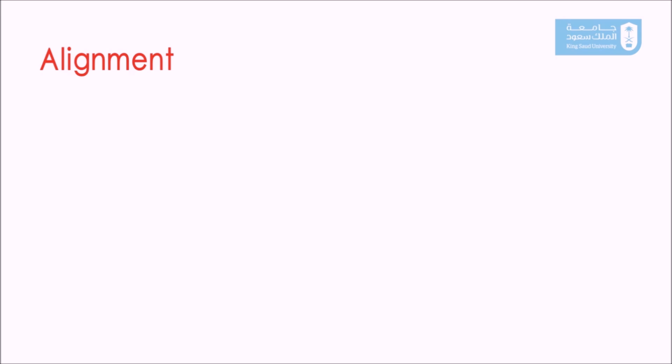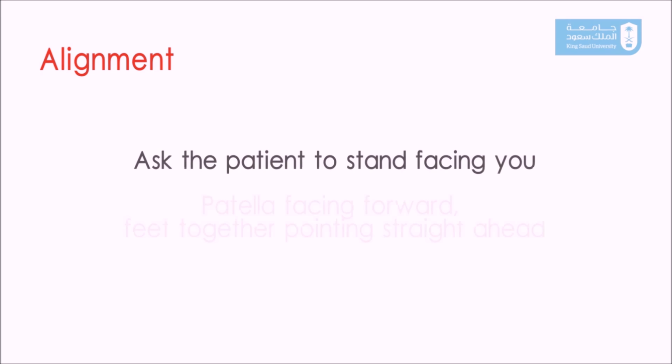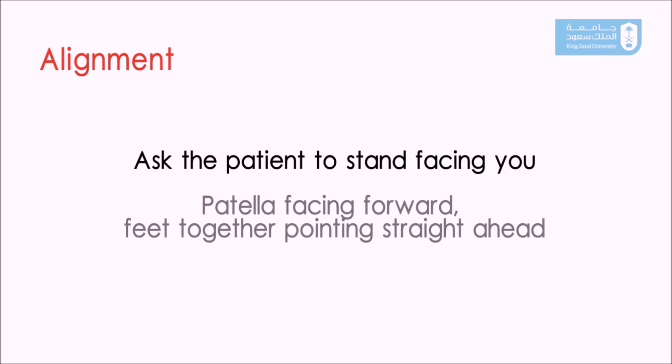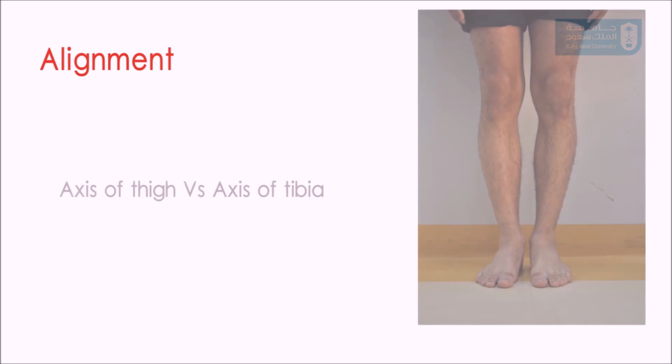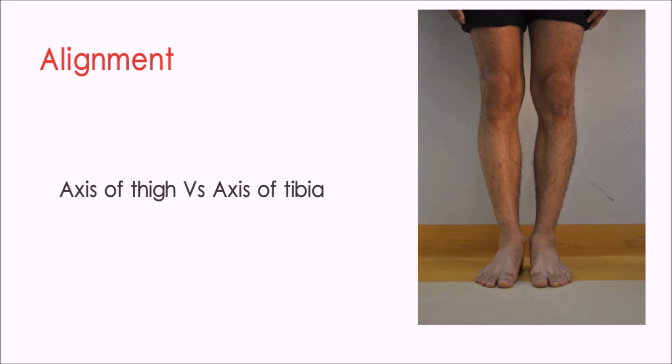Then for alignment, ask the patient to stand facing you, patella facing forward, with the feet together and pointing straight ahead. To assess knee alignment, look at the axis of the thigh to the axis of the tibia. Always compare with the patient's other side to differentiate between a mild deformity and a normal variant.